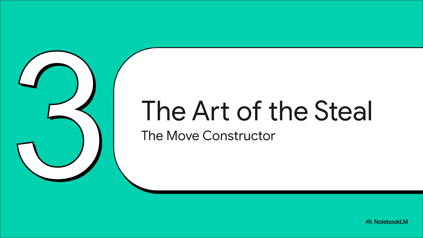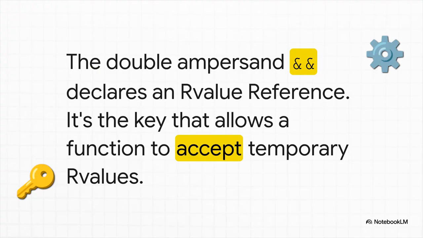So how do we actually perform this steal in a way that's safe and structured? Well, C++11 gave us the perfect tool for the job: the move constructor, and its partner in crime, the move assignment operator. Now, the key to this whole mechanism is this funny-looking syntax right here, the double ampersand (&&). And no, that's not a typo. It declares something called an R-value reference. It's basically a special signal to the compiler that says, hey, this version of the function is specifically designed to catch those temporary R-values we were just talking about.